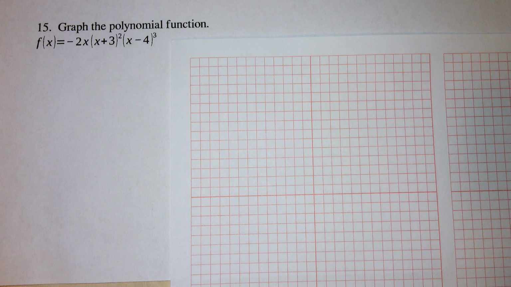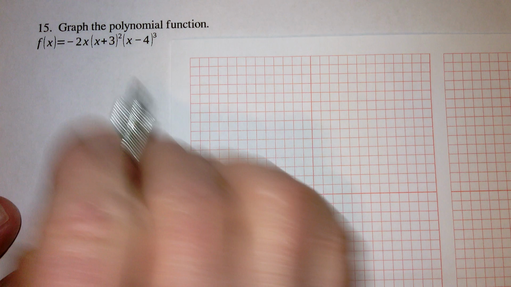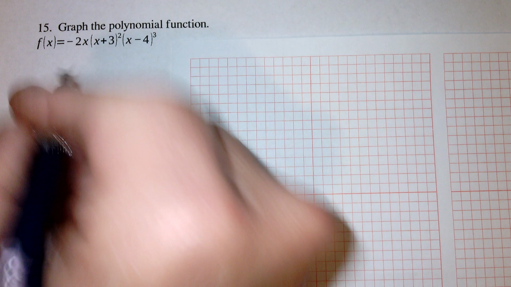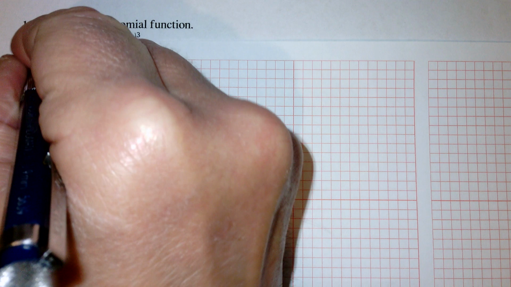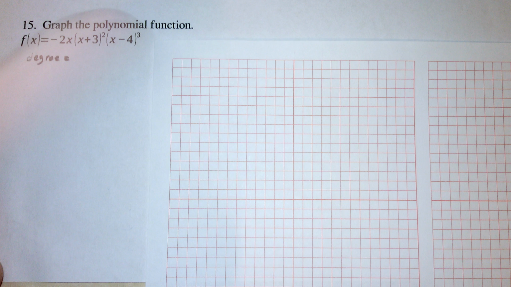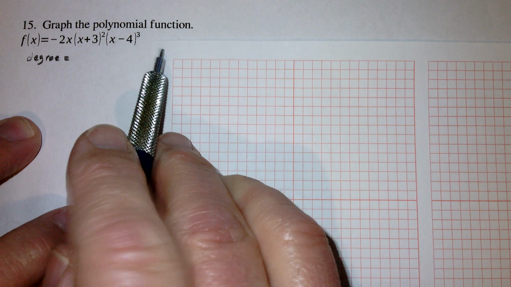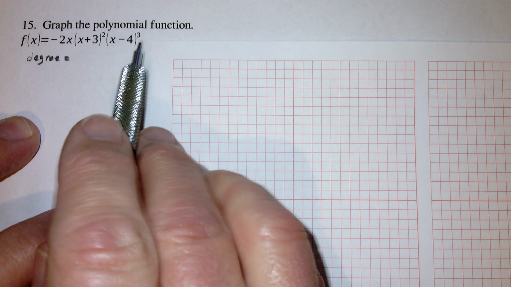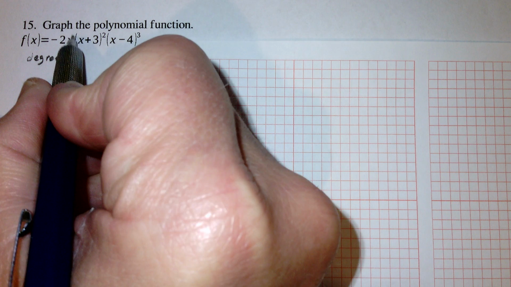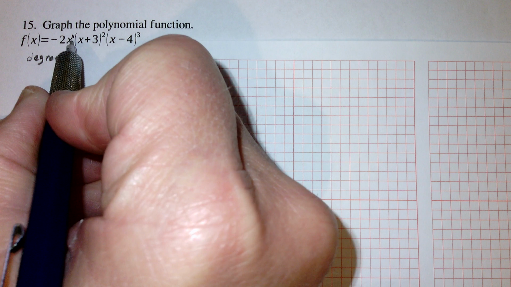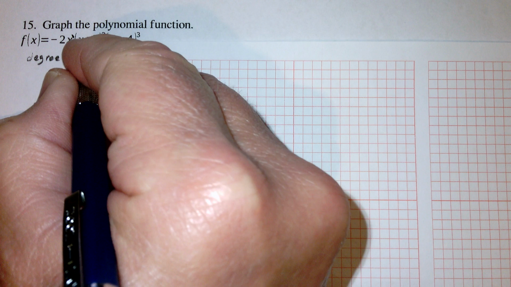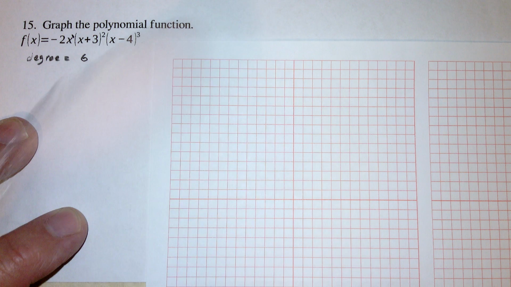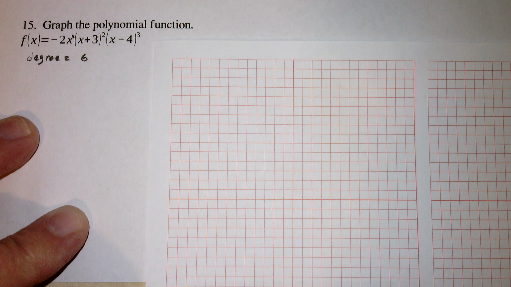Let's break it down. First of all, some things we want to do first is look at what is the degree. And to find the degree, what we have to do is add up all these exponents. And remember that x has a 1 there. So basically, this is 3, 4, 5, 6. This is a degree 6 polynomial. What's a 6-degree polynomial look like?